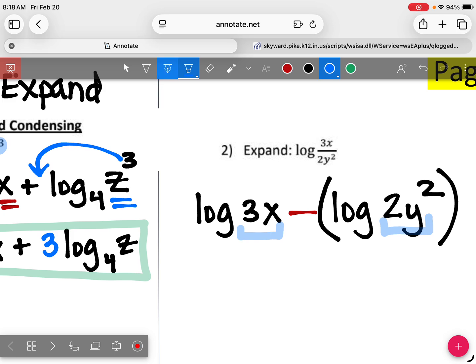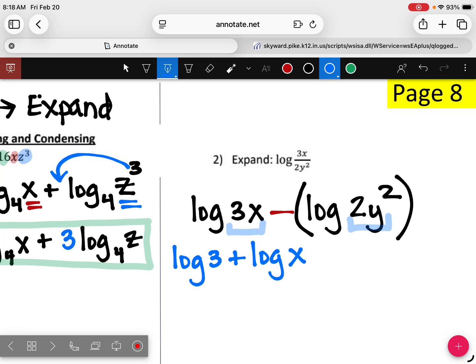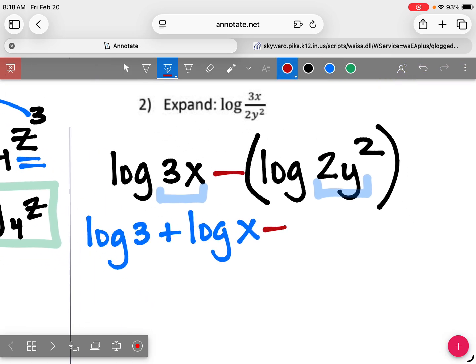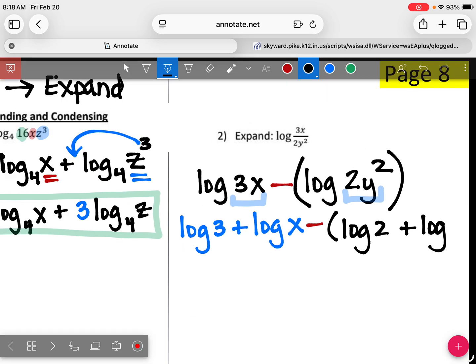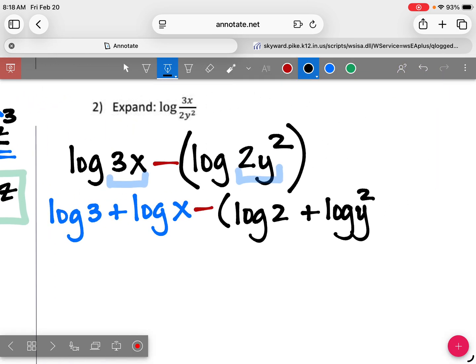So when you break that apart, this becomes log 3 plus log x. All right, so I'm going to bring down the subtraction sign. Let's start a parentheses. And then in my parentheses, I'm going to have log 2 plus log of y squared. Oops, out of space. Get myself a little bit more room there. This is the first time where we've had more than one thing in the bottom. If there's multiple things in the bottom, we do have to put it in parentheses.